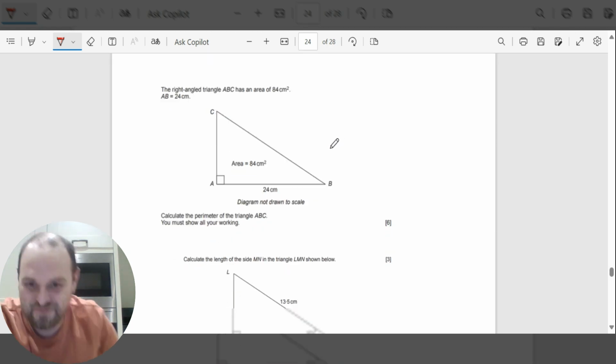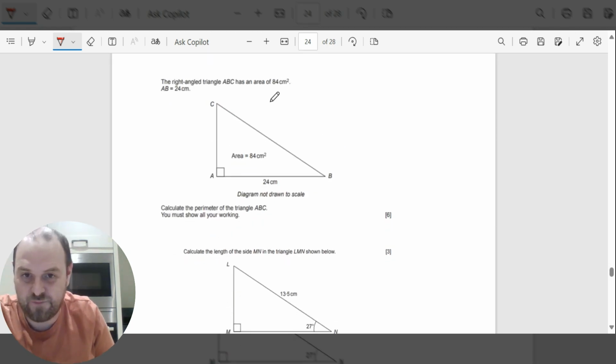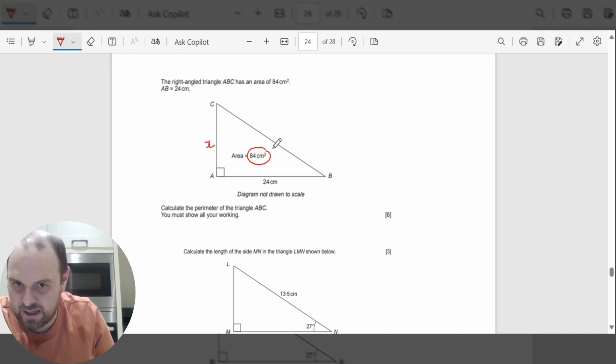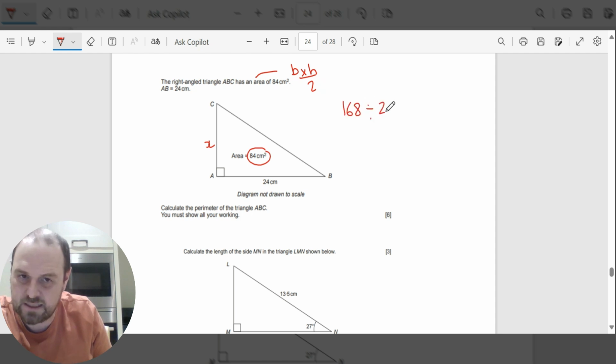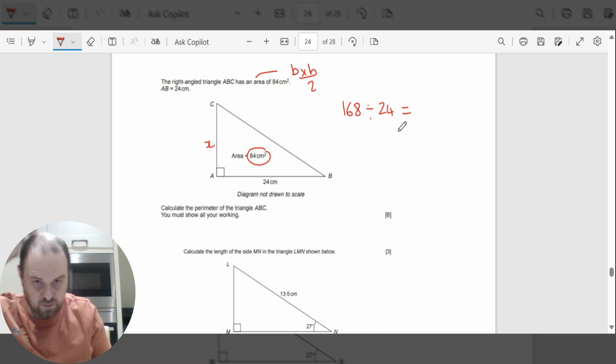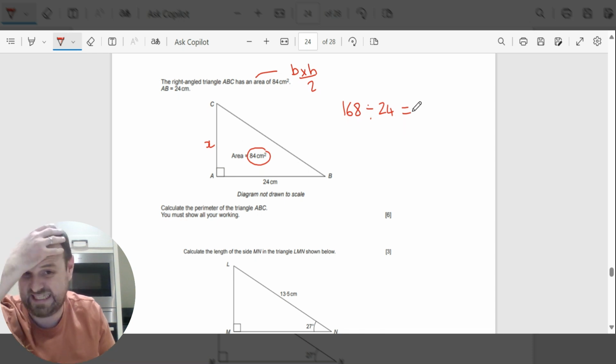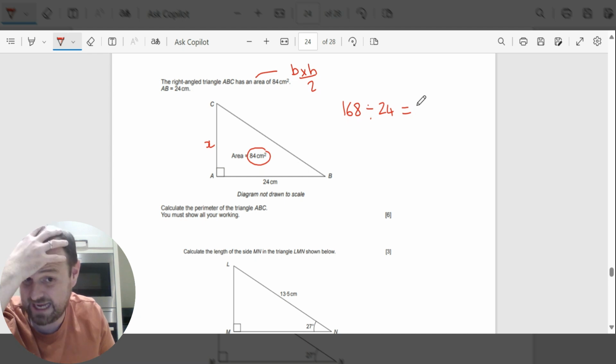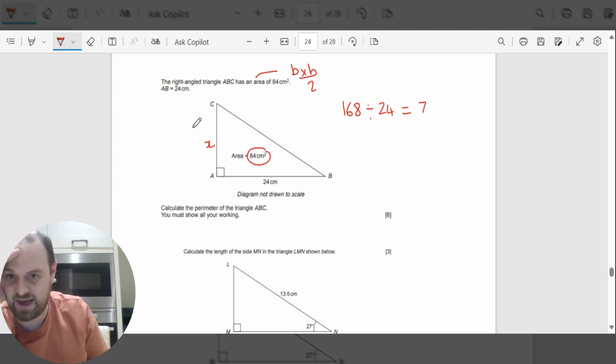Okay. The right angle triangle has an area of 84. There's got to be a reason they've given us the area. Possibly we need to know this, right? But we need to double this. We've got to double this because the area of this is base times height divided by 2. So double that, it's 168. That is what I need to divide by 24 to get that side there. Okay. I don't know the answer to that. Let me quickly work it out. It's 7. So this is 7, right?